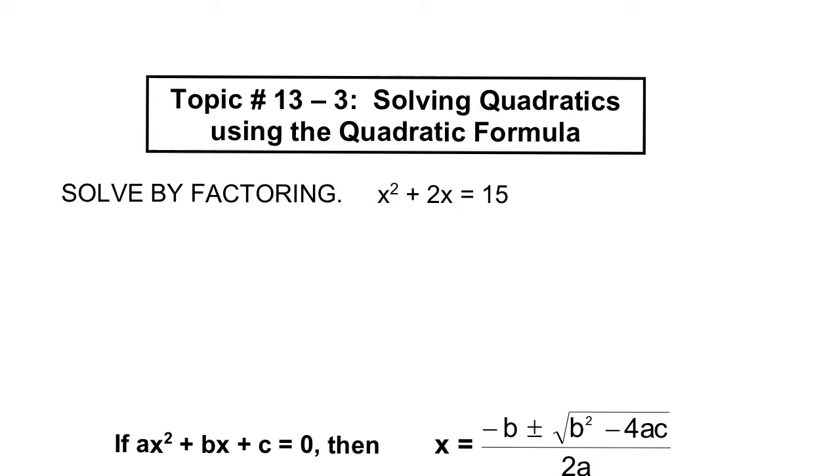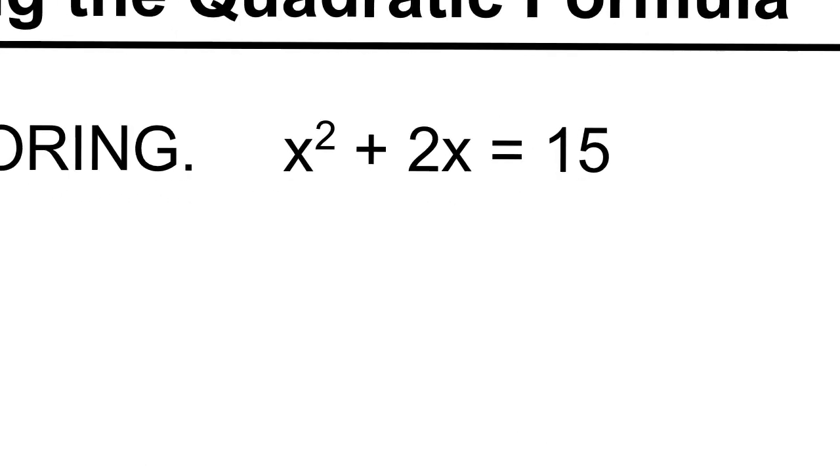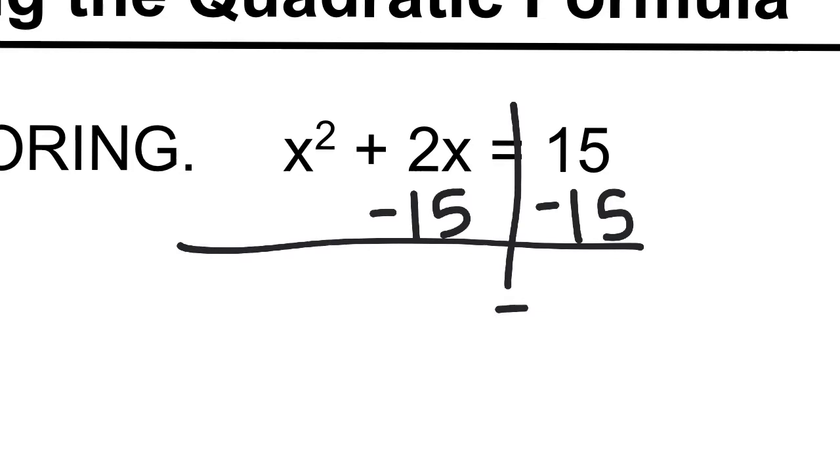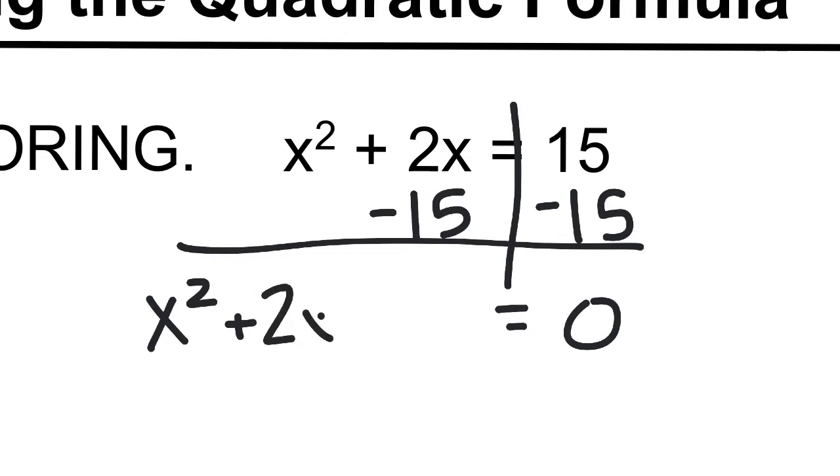Today let's start with a review. We're going to solve this by factoring. To solve by factoring, we must make one side of the equation equal to 0. So we have x squared plus 2x minus 15.